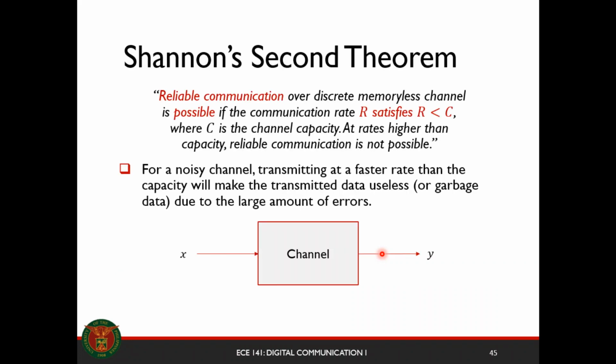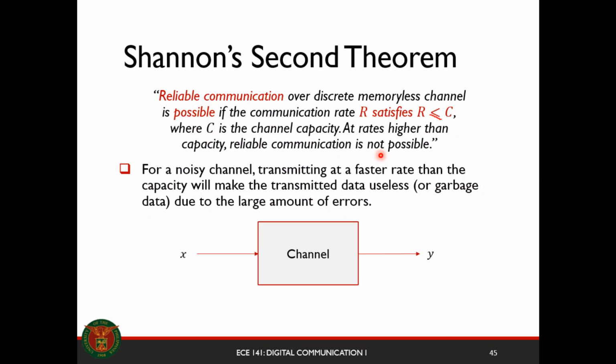Okay, so now, let's move on to Shannon's second theorem. You will be able to achieve reliable communication over a discrete memoryless channel if your data rate is less than or equal to your channel capacity. So reliable communication is possible if your data rate is less than or equal to your channel capacity. At rates higher than the channel capacity, you won't be able to get reliable communication.